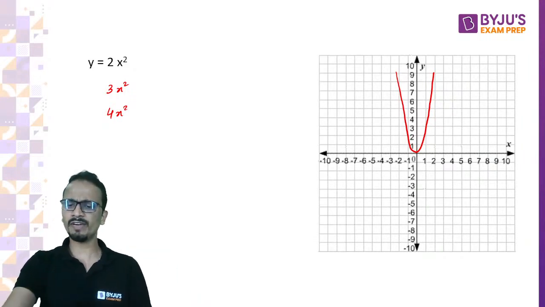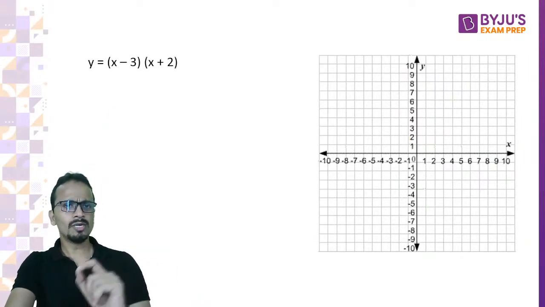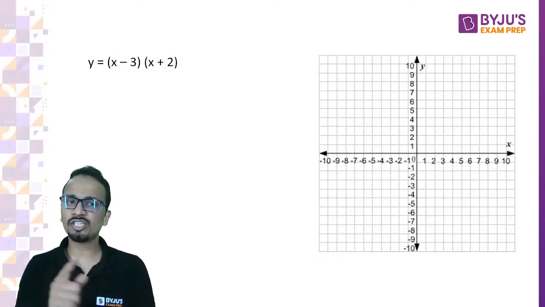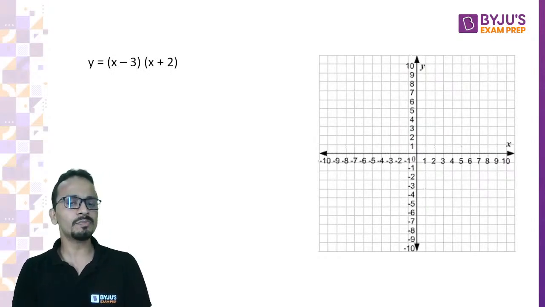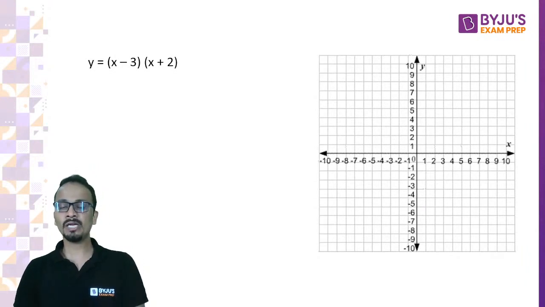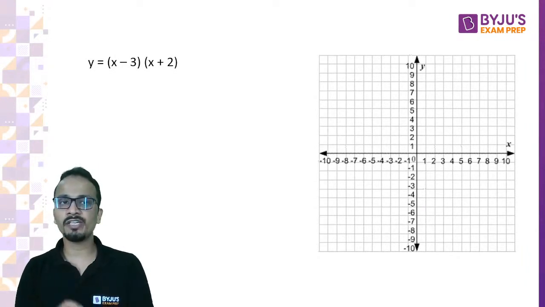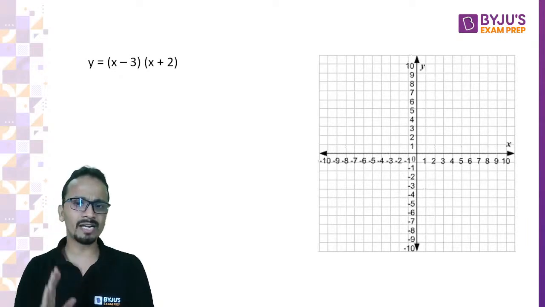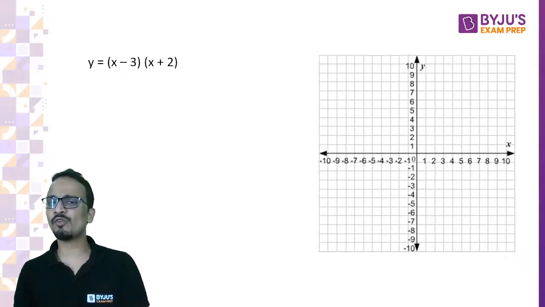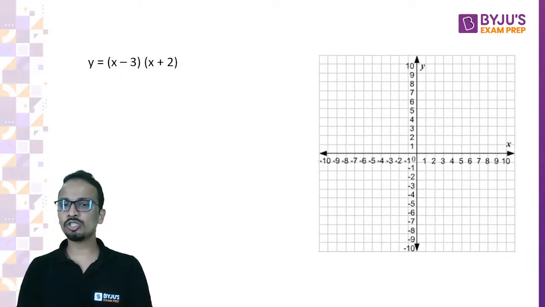Now let's move on and look at the graph of a function like this. This is a quadratic expression but in the factorized form. So friends, if a quadratic expression is given in non-factorized form, then also we can plot the graph, but not right now.